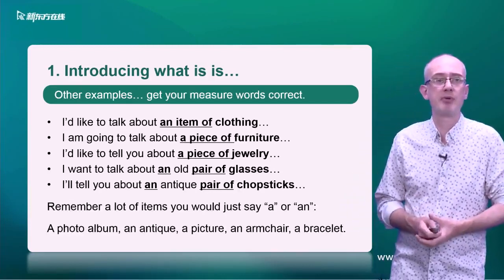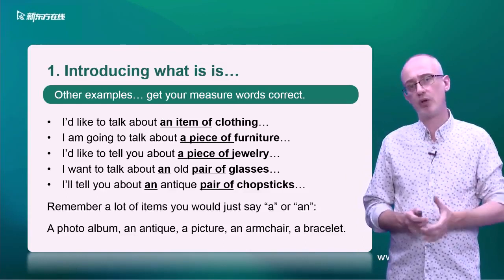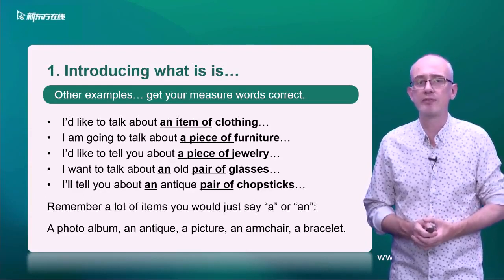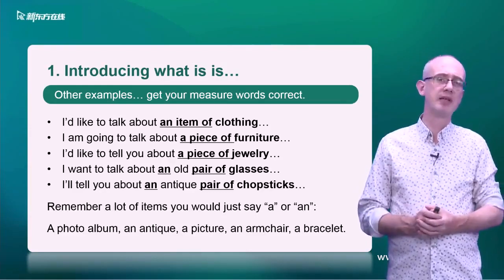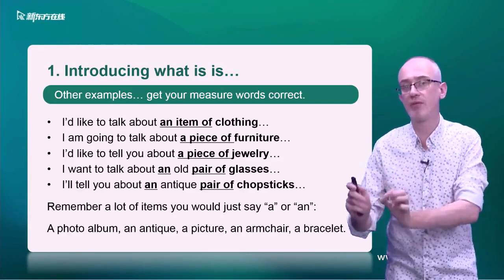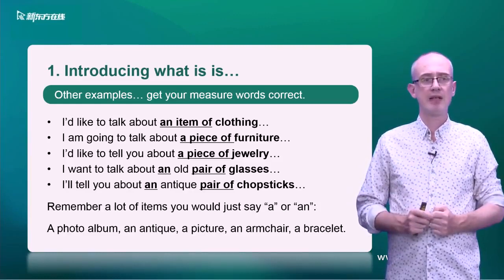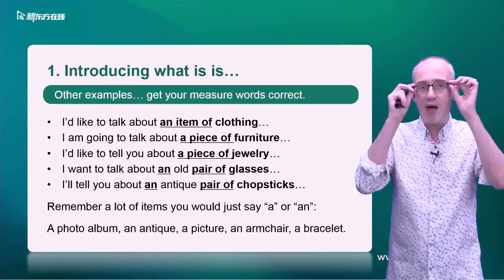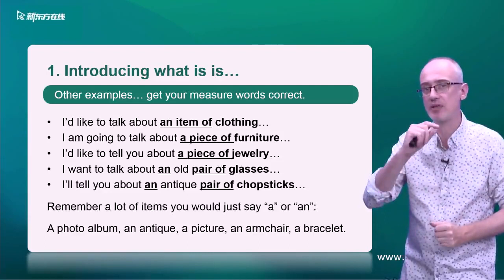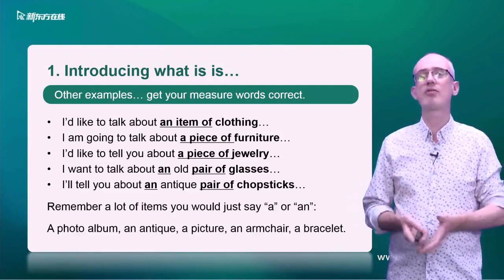There's different examples where we can introduce things, but we must get our measure words correct. I'd like to talk about an item of clothing. We could say a piece of clothing. I'm going to talk about a piece of furniture. I'd like to tell you about a piece of jewellery. I want to talk about an old pair of glasses. I'll tell you about an antique pair of chopsticks. So, item, piece, pair, let's get these right.